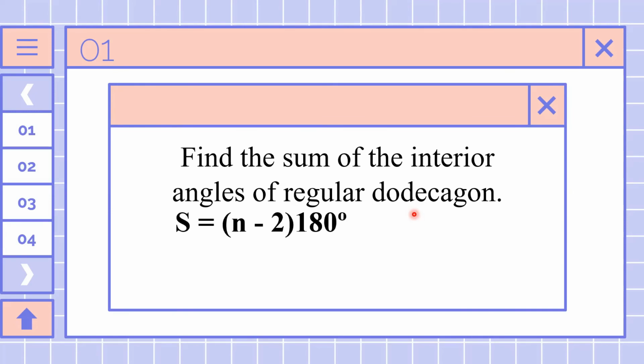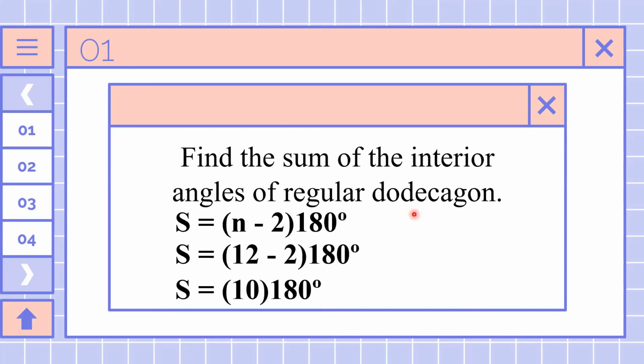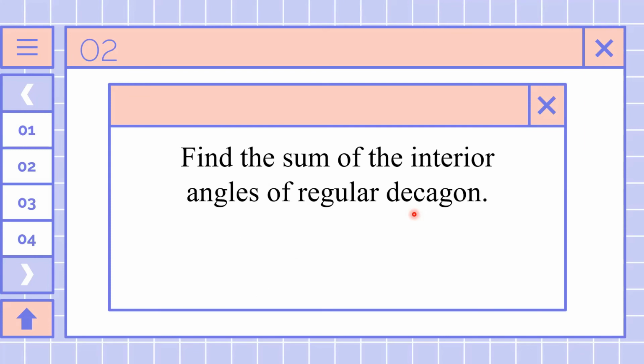So, dodecagon na atay 12 sides. So, using the formula, 12 minus 2 times 180 degrees. 12 minus 2 is 10, and times 180 degrees, we have, very good, S is equal to 1,800 degrees. All right. So, now, how about decagon?